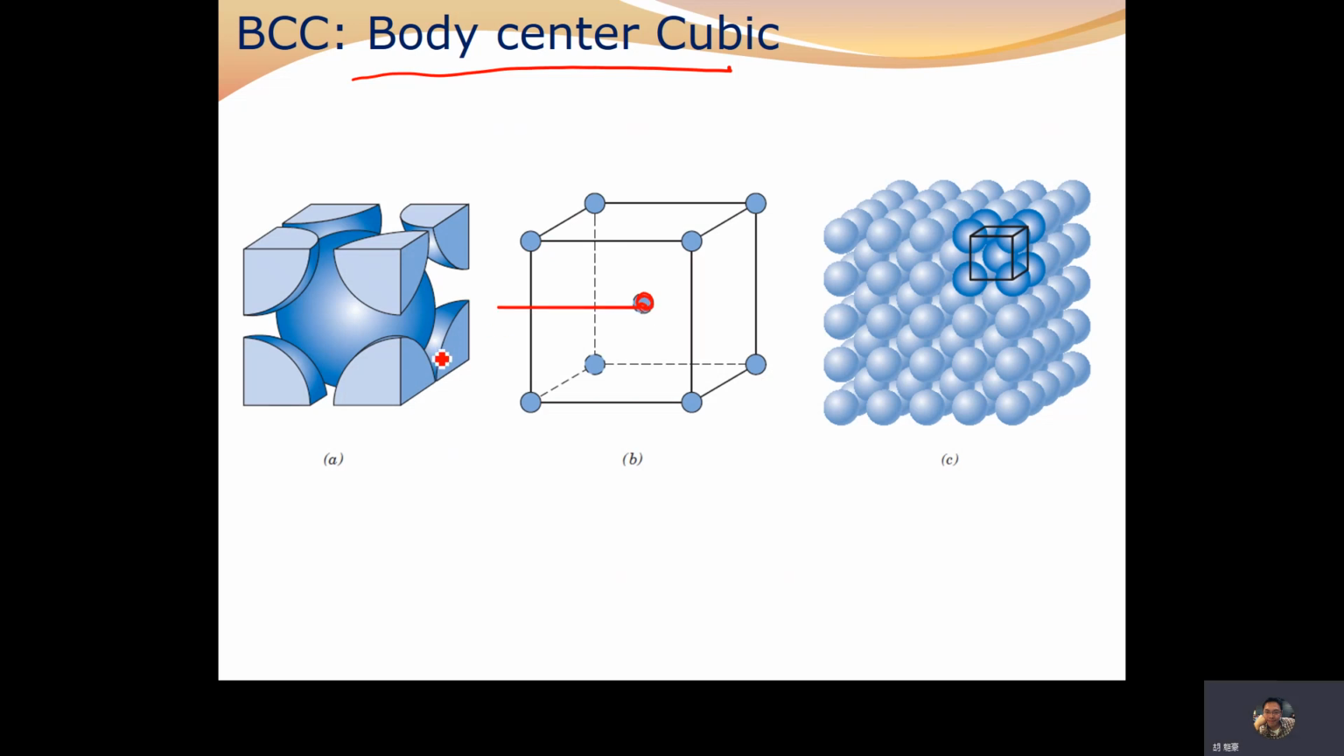Basically there are 2 ways of presenting the atomic structure. The first is like figure A, a solid sphere. And figure B shows the lattice and basis. It doesn't matter, it's the same thing. It's just defined by the scientists.